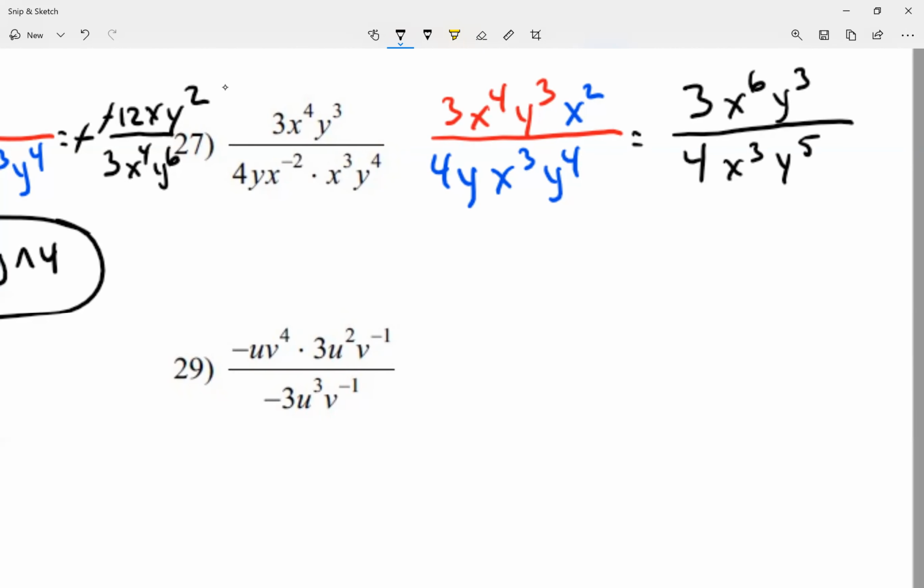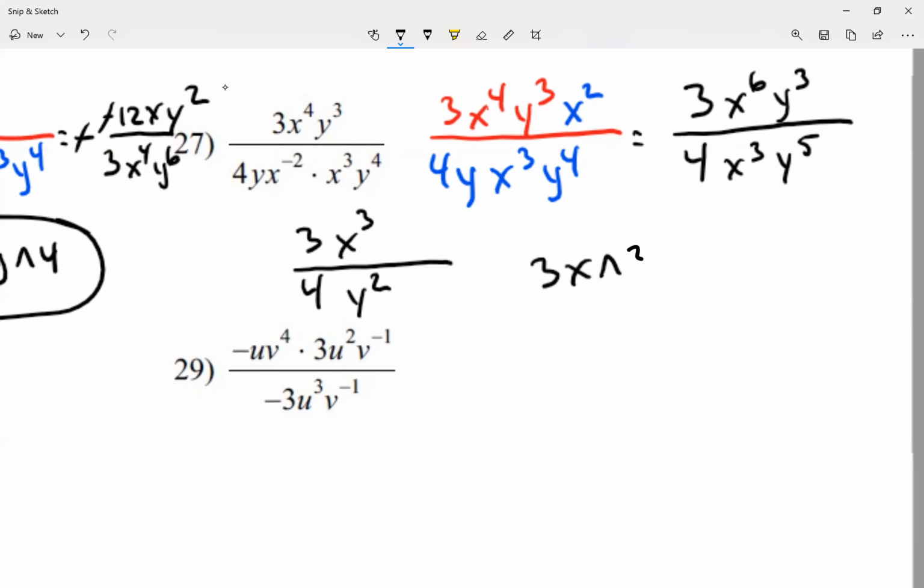All right, let me simplify things out. Let me draw the fraction bar. Numbers-wise, 3 over 4, nothing I can do. When it comes to x, I have x to the 3 on the top. I subtracted my exponents, kept it where the big exponent was. When it comes to y, I have a y to the 2 at the bottom. I subtracted my exponents and kept it where the big exponent was. So that's it. If I'm going to type this, 3x to the 3rd over 4y to the 2nd.